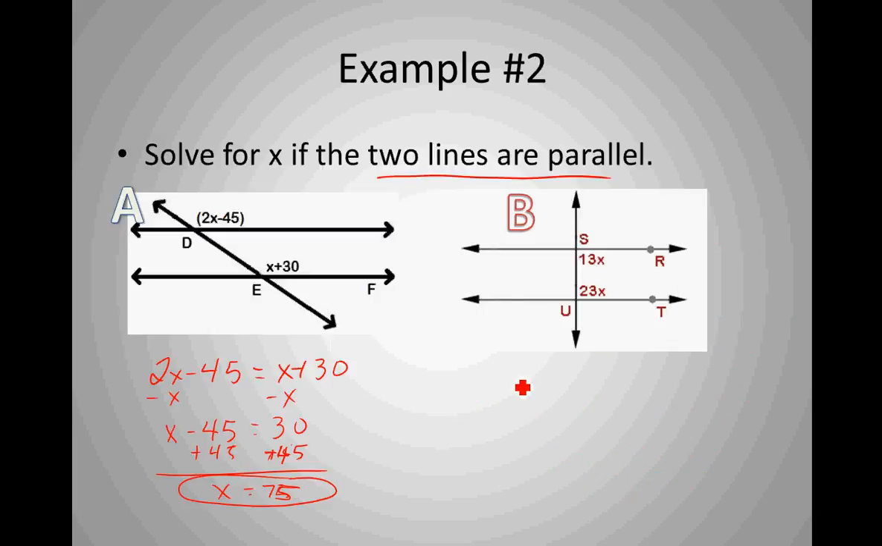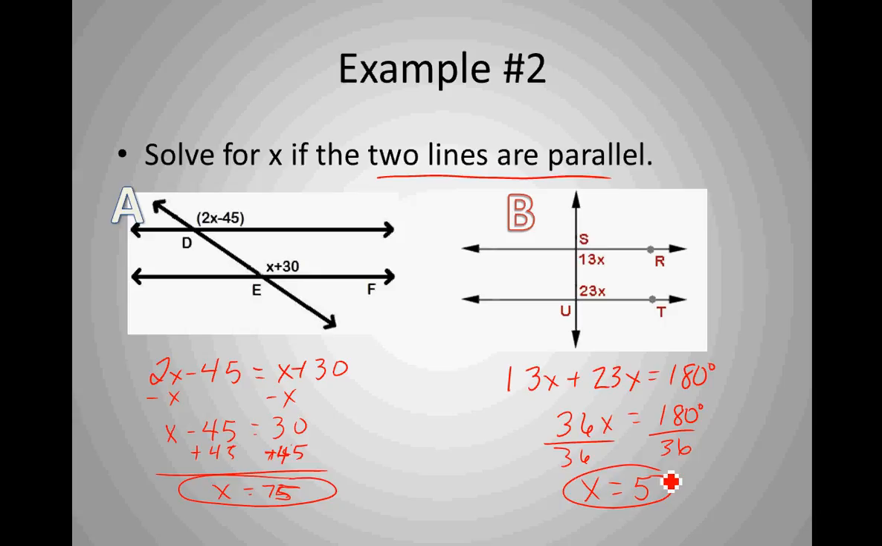So how would we do that? 13x plus 23x equals 180 degrees. In this particular problem, we'd add like terms together first. 36x equals 180. Divide each side by 36 to solve for x, which means x would happen to be 5 in this case. So once again, just by using these properties, you can set up an equation and solve it.